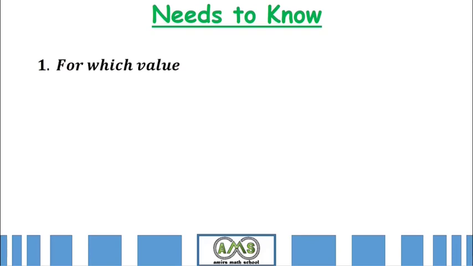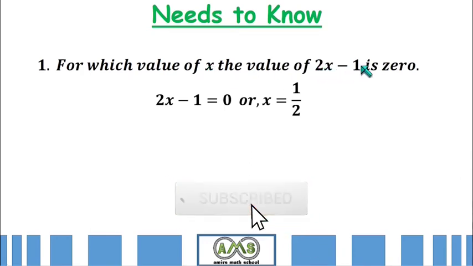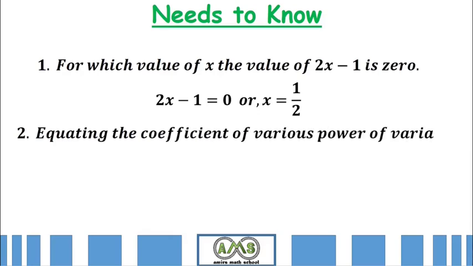Number 1: for which value of x is the value of 2x minus 1 equal to 0? This type of basic knowledge we need to solve this type of partial fraction problem. This is very simple. 2x minus 1 equal to 0, where x is equal to half. That is, for the value of x equal to half, 2x minus 1 is 0. Number 2: equating the coefficients of various powers of the variable.